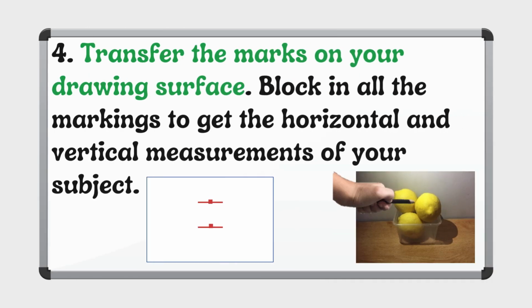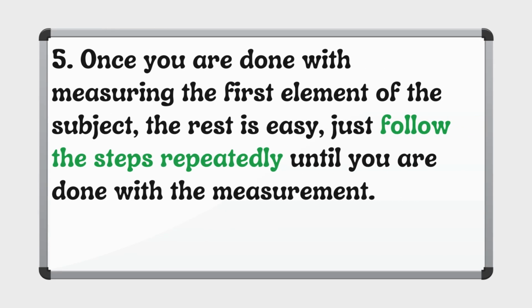4. Transfer the marks on your drawing surface. Block in all the markings to get the horizontal and vertical measurements of your subject. 5. Once you are done with measuring the first element of the subject, the rest is easy. Just follow the steps repeatedly until you are done with the measurement. Always keep in mind the other object should be properly proportional to the first object you measured. This way you will be assured that your markings are accurate.